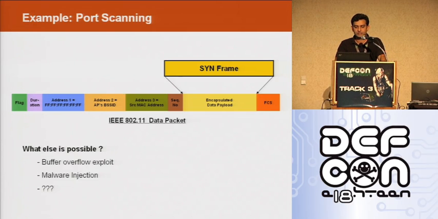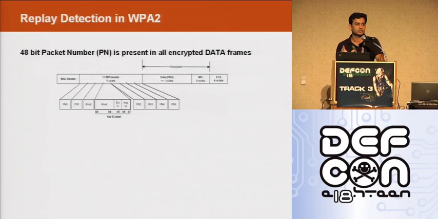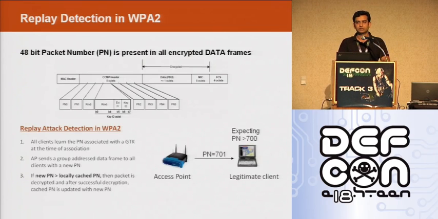The third example of GTK exploit is related to the replay detection in WPA2. There is something called replay detection in WPA2. All encrypted data frames have a field called packet number, which is a 48-bit number. And this number is present in all encrypted data frames, and it is used to detect whether a frame is replayed or not. And how does that replay detection work?